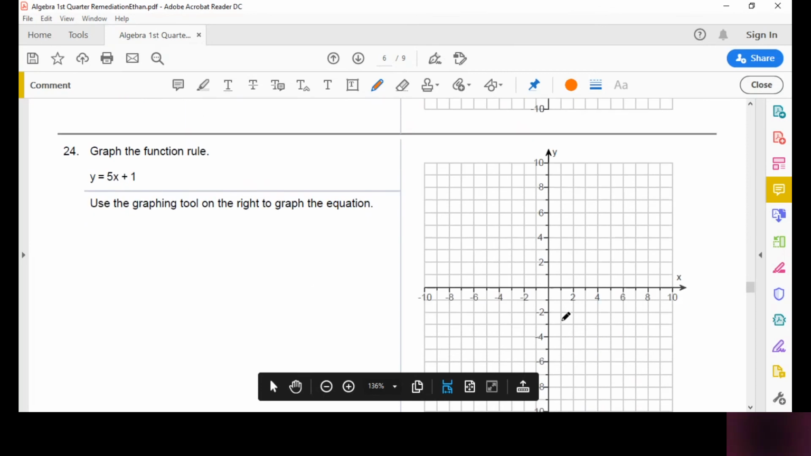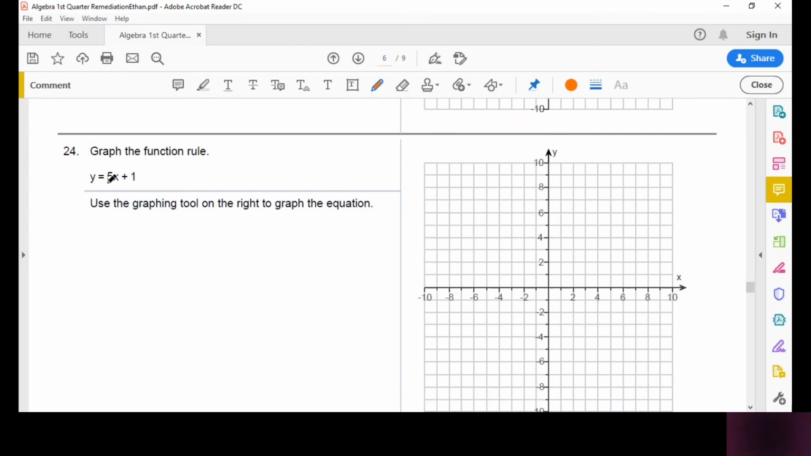Here again, they want you to graph another one. I have confidence you can do this one. Plot your y-intercept, then apply your slope, 5 over 1.